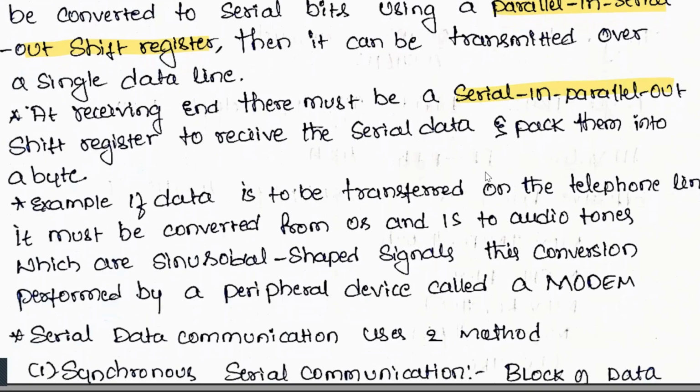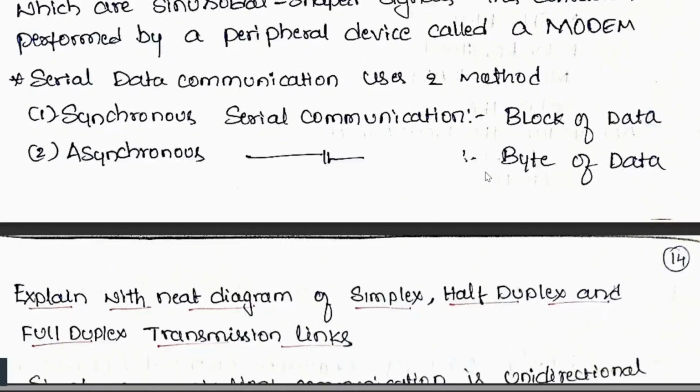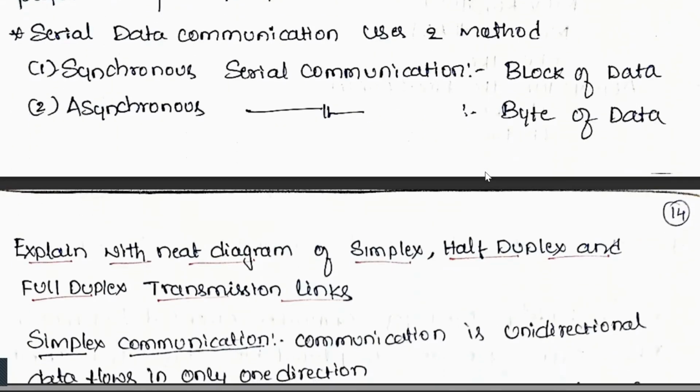For example, if data is transmitted over a telephone line, the zeros and ones must be converted to audio signals, which are sinusoidal shaped. This conversion is performed with a peripheral device called a modem. This is an example. Here we have two methods: one is synchronous and the other is asynchronous. Synchronous is with a block of data and asynchronous is a byte of data.